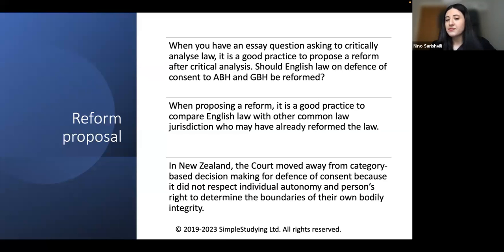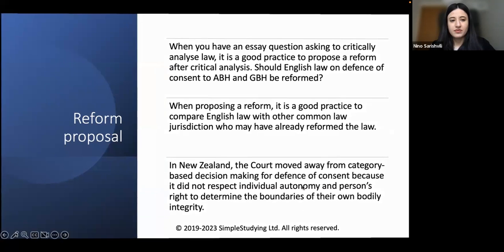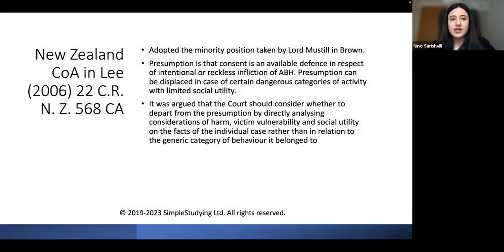The court said that everyone has autonomy, everyone has a right to determine the boundaries of their bodily integrity, and there should not be just boundaries within which the court determines whether or not the defense of consent should apply. The case was Lee, a New Zealand Court of Appeal case, Lee 2006, and I have a citation here. I will be sending you the slides after the session, so you have more detailed information.